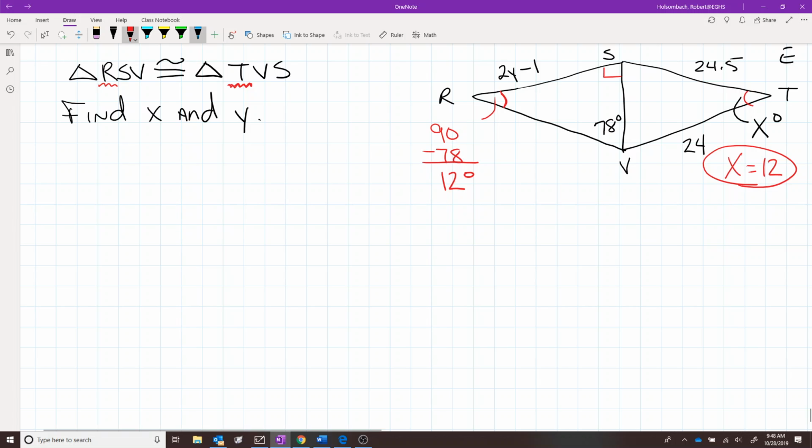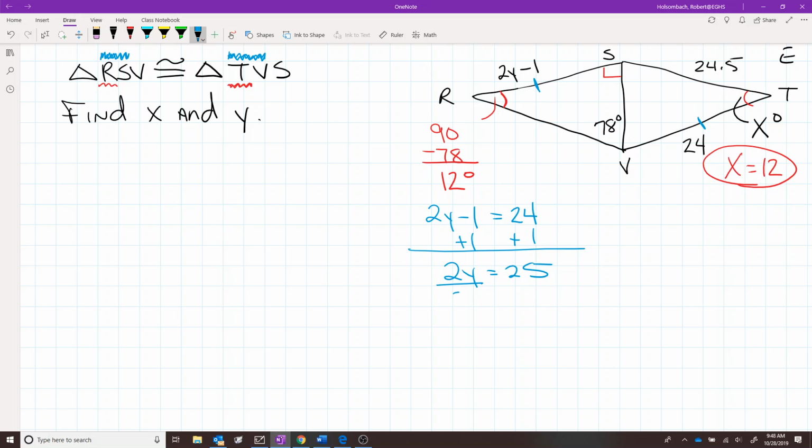This second variable, the y value, it represents side RS, which is right here. R and S are the first two letters in this congruent statement. So side RS is congruent to side TV, the first two letters in that description. So side TV is right down here. So when you solve for y, it's going to be 2y minus 1 is equal to 24. So you can add 1 to each side. And your 2y equals 25. And you can divide by 2. And y equals 12.5.